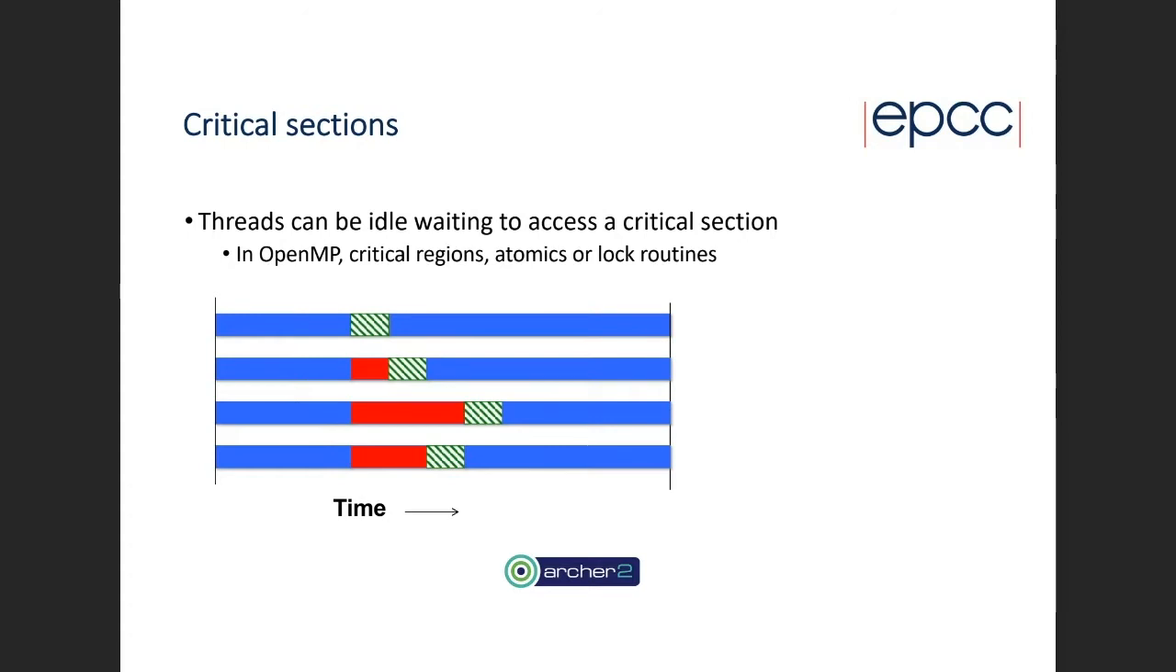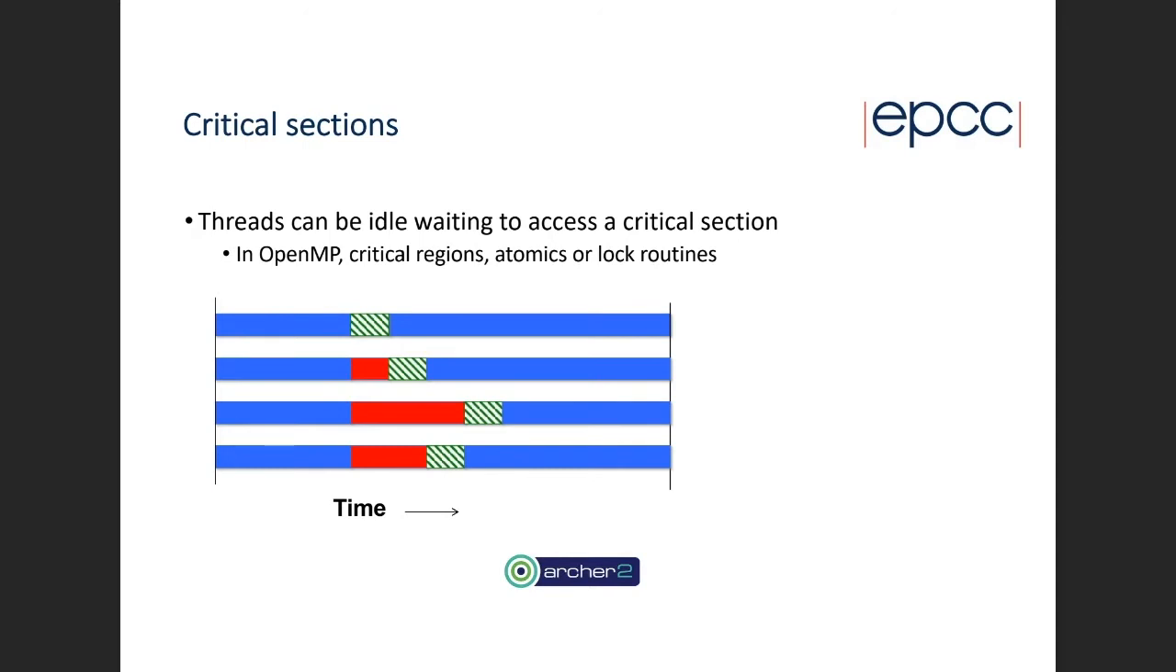There are other places where we can have idle threads. Critical sections are another example. So in OpenMP, that would be critical regions or atomics potentially, or using lock routines to protect pieces of code. So this time the green stripy piece of activity is the contents of a critical region.